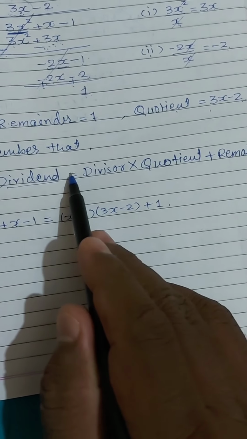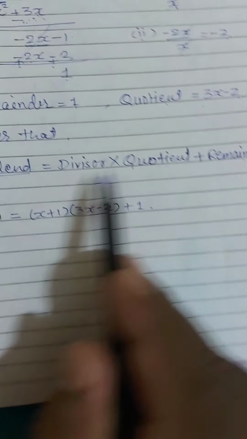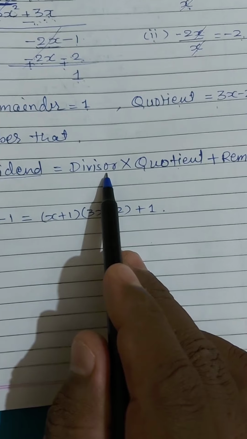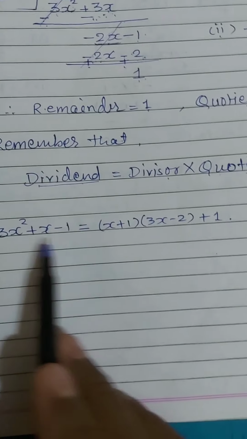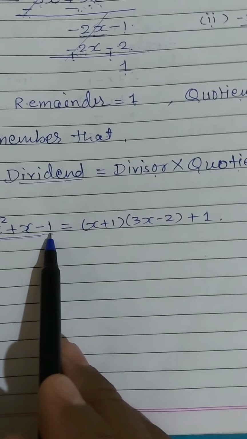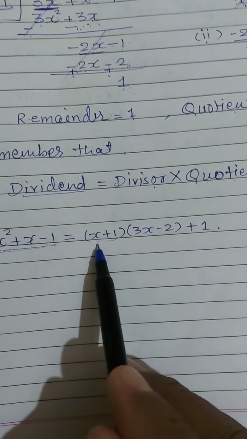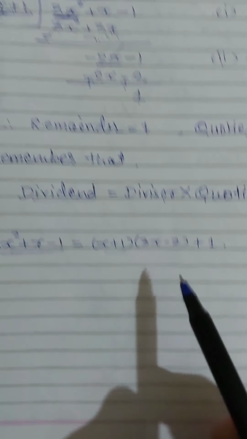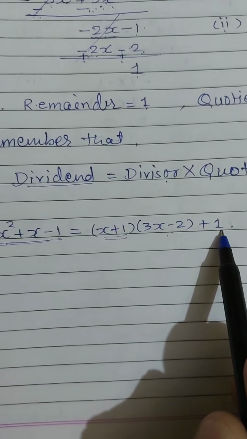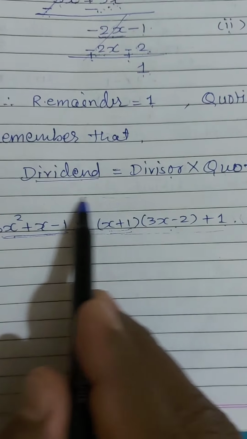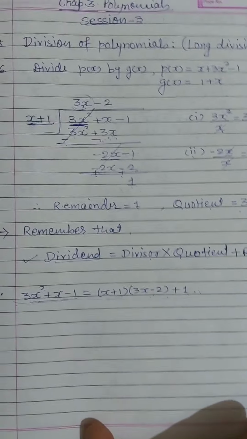Dividend is represented as divisor into quotient plus remainder. Right? Dividend is equal to divisor into quotient plus remainder. So we can also write dividend polynomial, that is our 3x square plus x minus 1, is equal to divisor polynomial, which is x plus 1, into quotient polynomial, that is 3x minus 2 plus 1. So you can obtain the term over here like this. So this is the long division method.